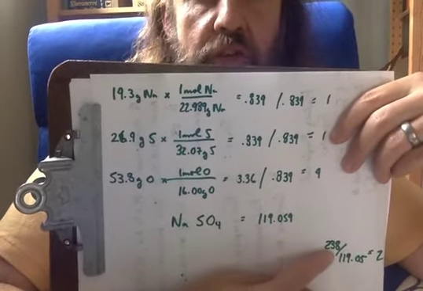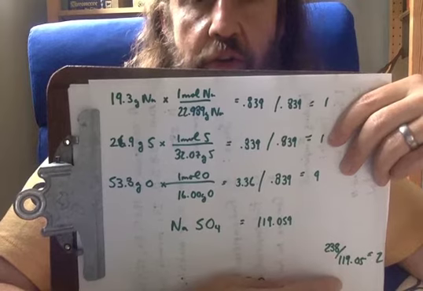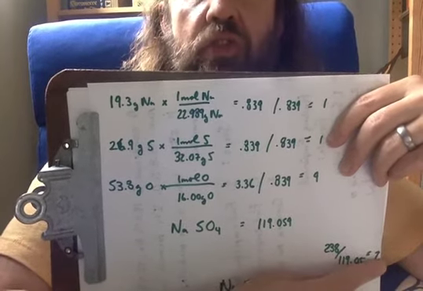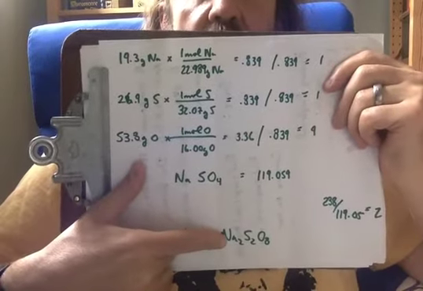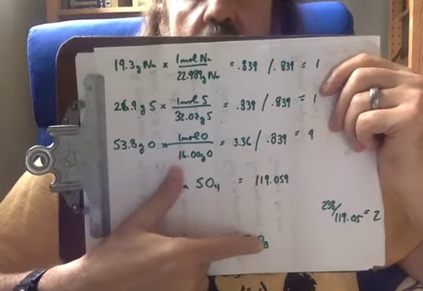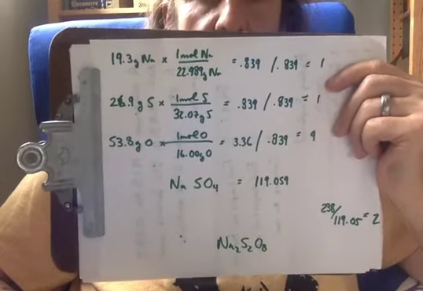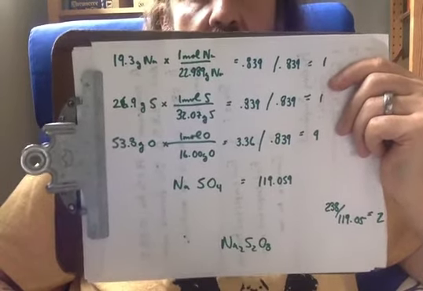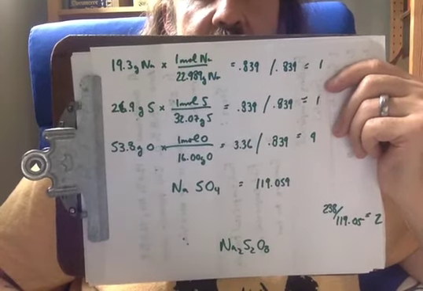They give me the 238 at the beginning of the problem. I take 238 divided by 119, and that is 2. So I take everything here and multiply it by 2: Na2S2O8. This is something called sodium persulfate. Kind of uncommon, but it is a viable compound, and it is the right answer.